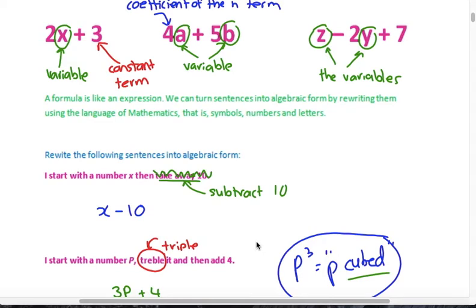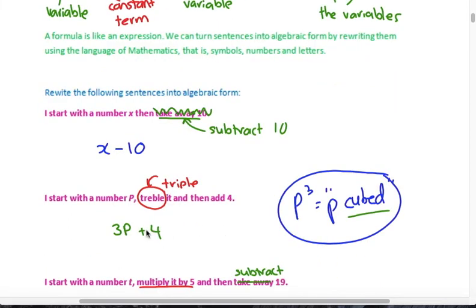Next one, I start with the number P. Notice it's uppercase P, so don't use lowercase p. Treble it and then add 4. So remember, treble is kind of like a British way of saying triple it. To triple is not to cube it. The most common error is people would say P cubed. But then it would say I cube it. It wouldn't say that I treble it. To triple it just means to multiply by 3.